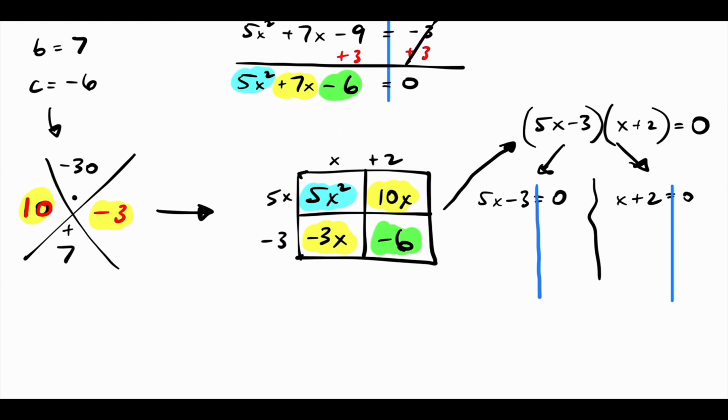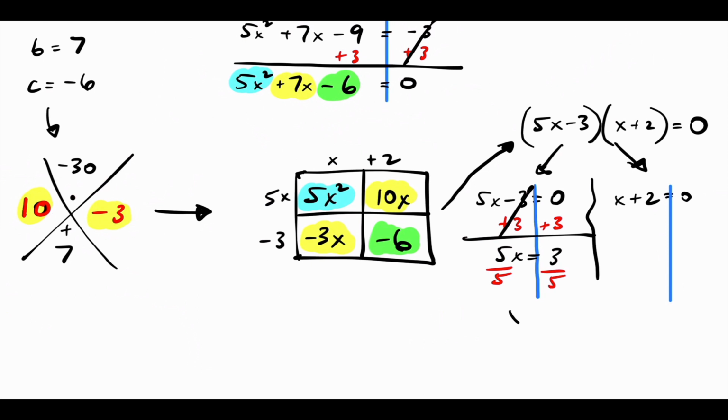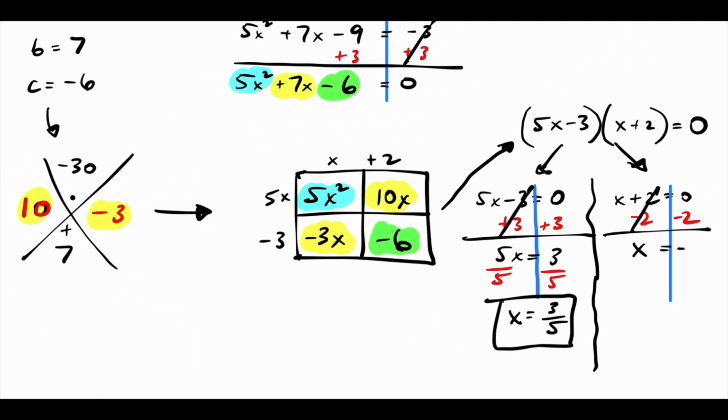Okay, so one of them I'm going to add 3 to both sides. And then I got to divide by 5. So it's 2 steps instead of 1 step. So I get a fraction, 3/5. Reduce it if you can. If you can't, leave it. It's done. Don't change it to a decimal, just leave it. The other guy, I'm going to subtract 2 from both sides. And I get a negative 2.